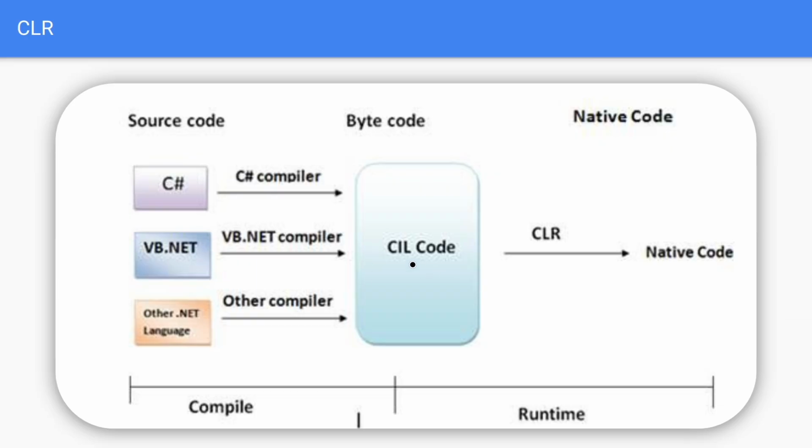Now from this image you can get an idea of what CLR is. Basically, when the source code is compiled into CIL code, or common intermediate language code, then CLR converts it to native code or machine code. From this you can get what a common language runtime is. So basically it compiles the compiled code of all these languages to machine language code.